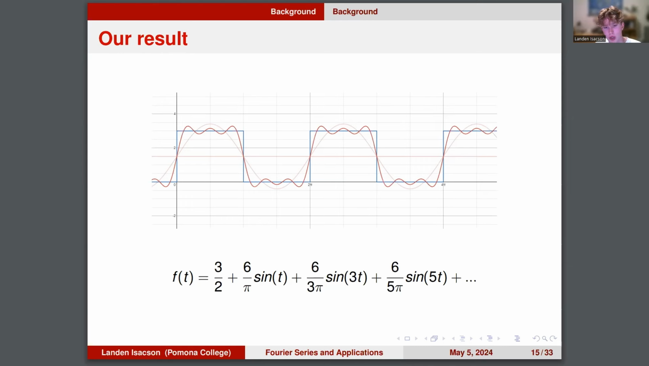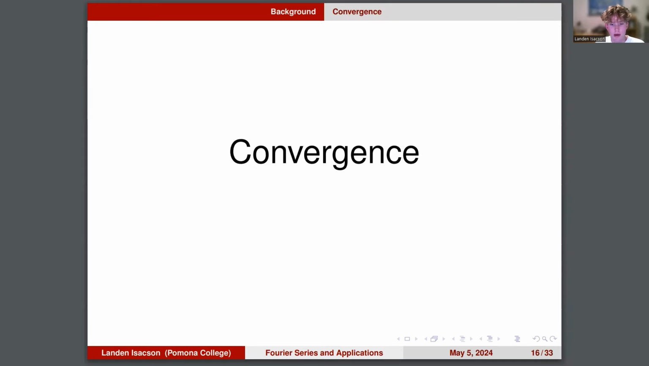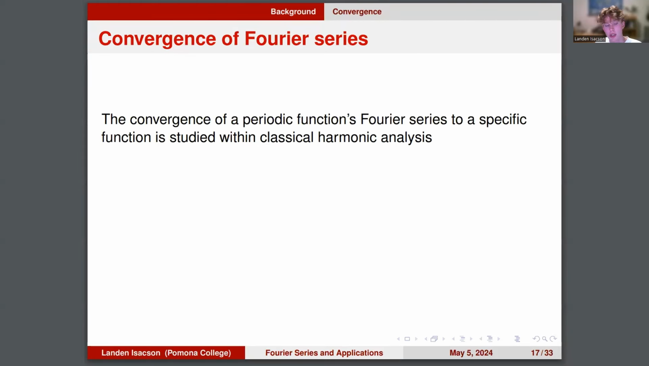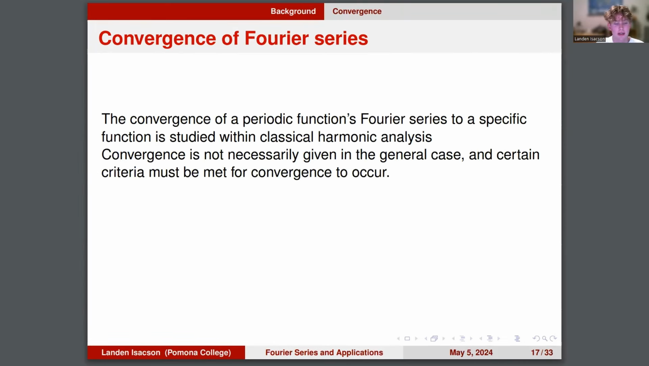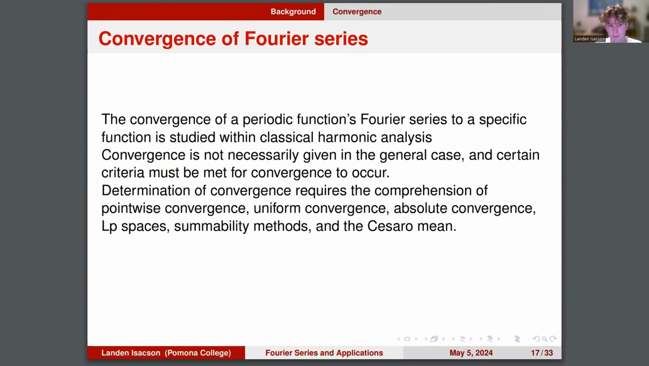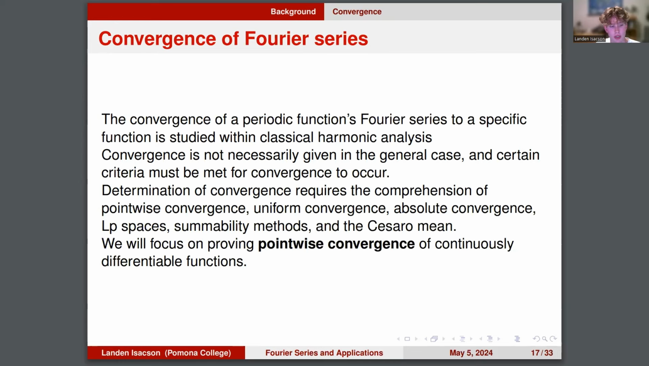And you can imagine, or you're probably wondering, what happens if we add 10 or 100 or perhaps even an infinite amount? Does our Fourier series eventually converge to our original function? Well, let's find out. So this brings us to the notion of convergence. The convergence of a periodic function's Fourier series to a specific function is studied within a field called classical harmonic analysis. Convergence isn't necessarily given in the general case, and a certain criteria must be met for it to occur. There's many different types of convergence, but for the purpose of this presentation, we will focus on a type of convergence called pointwise convergence.